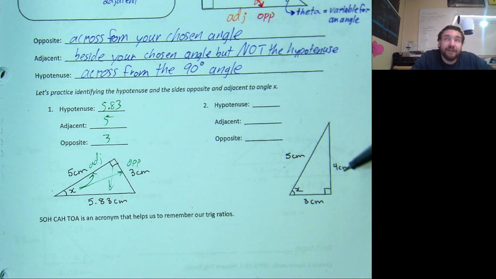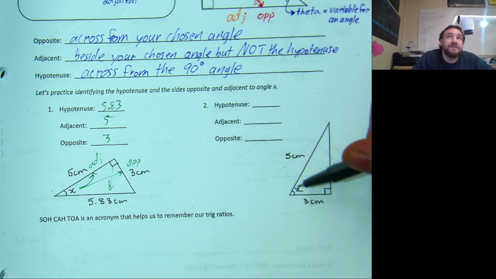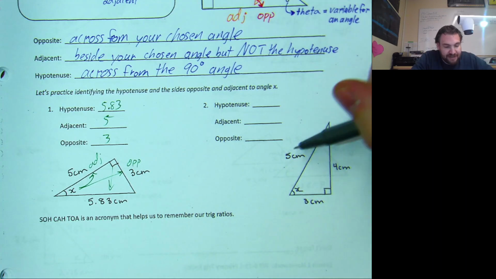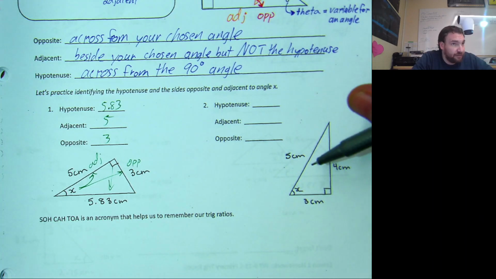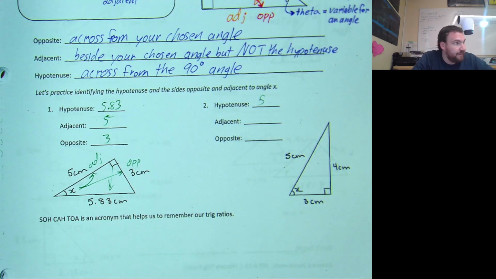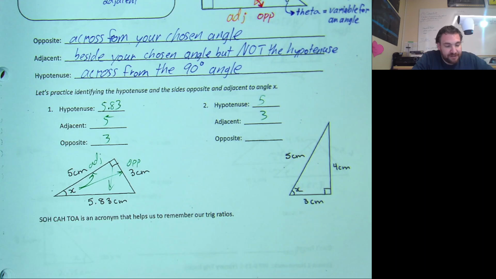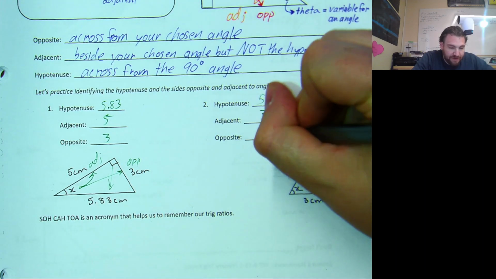This triangle here, same kind of idea. We've got the hypotenuse, the adjacent, the opposite side. We want those sides from this angle down here that we've labeled x. So which of these sides is the hypotenuse in this triangle? 5. The side that is 5. Which one is the adjacent from that angle that we've labeled x? The 3. And then which one's opposite? The 4. Cool.